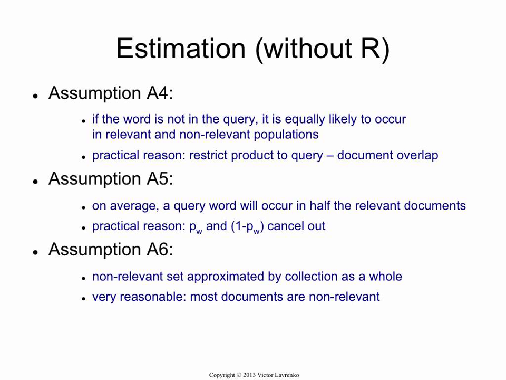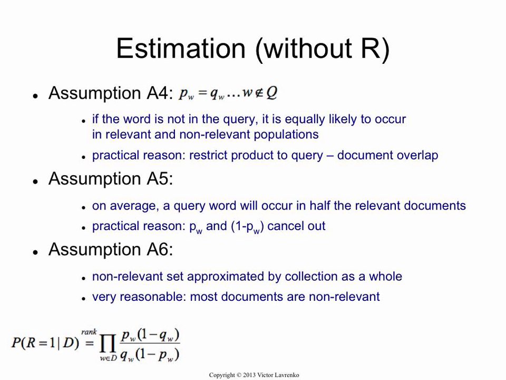The first assumption, they said that if the word is not in the query, it's going to have an equal probability in the relevant class and in the non-relevant class. So PW and QW are going to be the same thing, right? PW equal to QW if the word is not in the query. So what does it mean? It means that we're going to take this expression, and if the words are not in the query, then PW is going to be the same as QW, so they will cancel out. And 1 minus PW and 1 minus QW are going to cancel out as well.